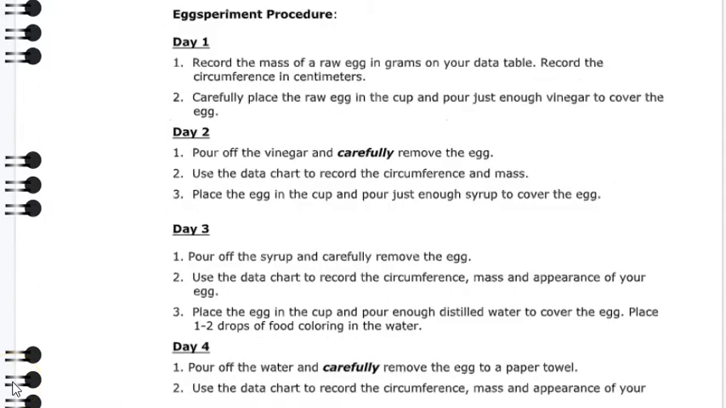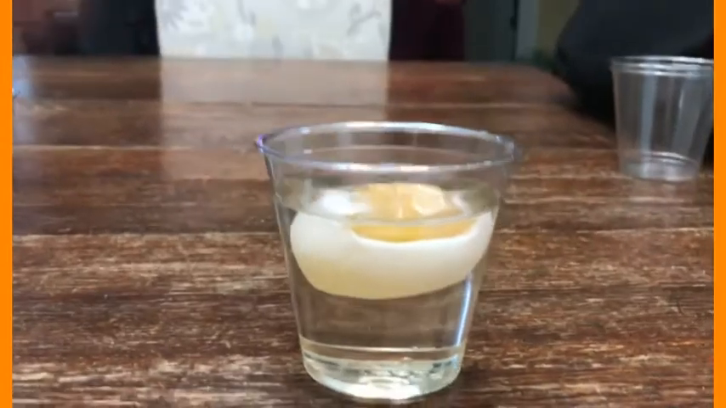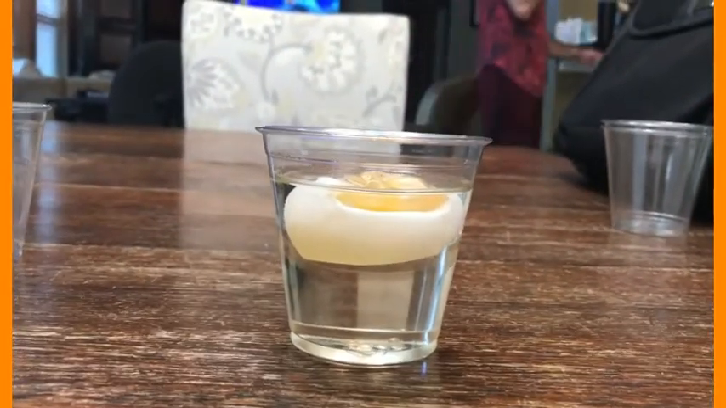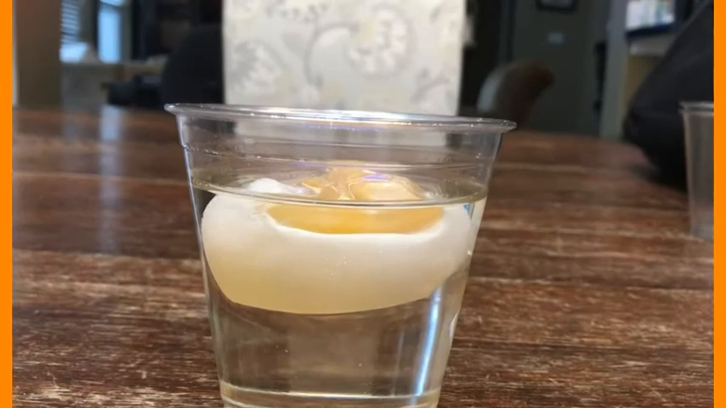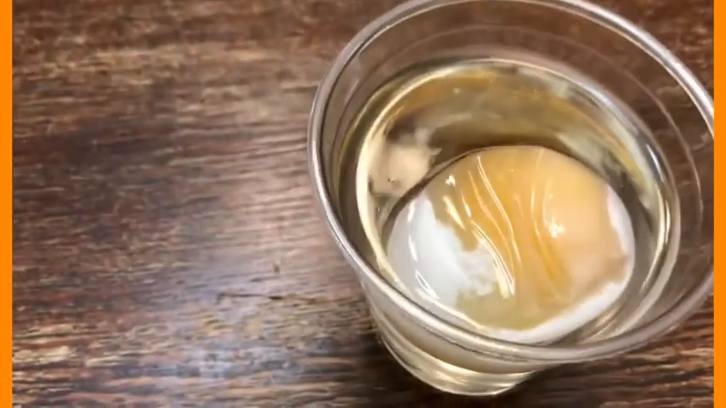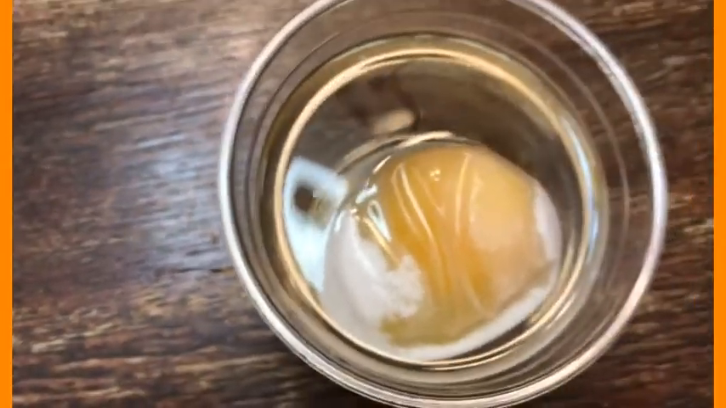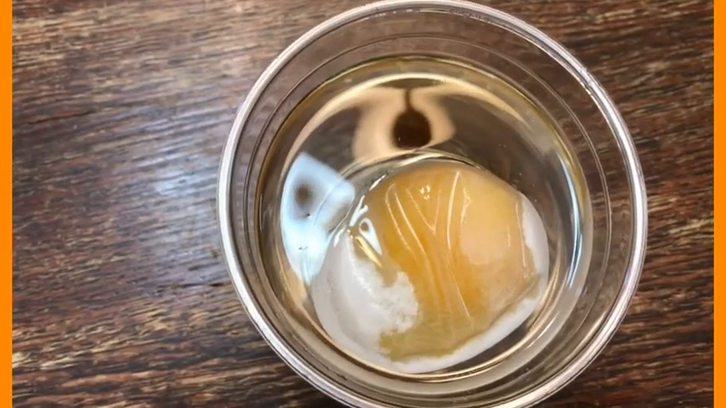All right, so for day 3, we're pouring off the syrup. We're going to use our data table, collect the measurements, placing the egg in the cup. And it says use distilled water. I'm just using some purified water. And then for some dramatic effect, add 1 or 2 drops of food coloring. And so we'll see how that turns out. Okay, so look at that. Egg looks a little different today, doesn't it? A little more deflated looking, not so much like a full water balloon, maybe one that's losing water.